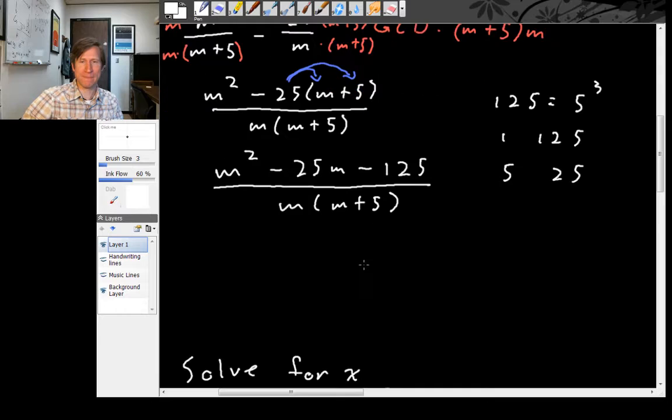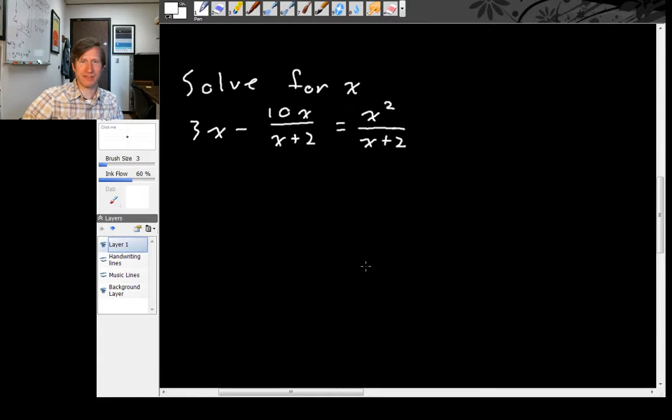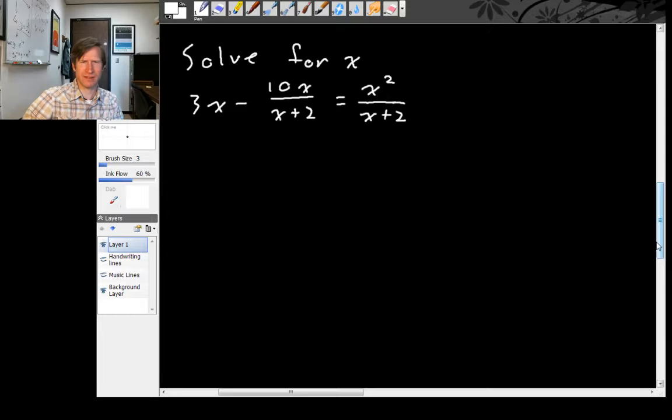All right. Now let's try this one. Let's solve for x. So 3x minus 10x over x plus 2 equals x squared times x plus 2. So with this sort of equation, where some parts of the equation are a rational expression, one trick you can use to solve is just find the least common denominator for all of the rational expressions and multiply everything in sight by that least common denominator. That will have the effect of clearing all of the denominators so that you don't have any rational expressions anymore.